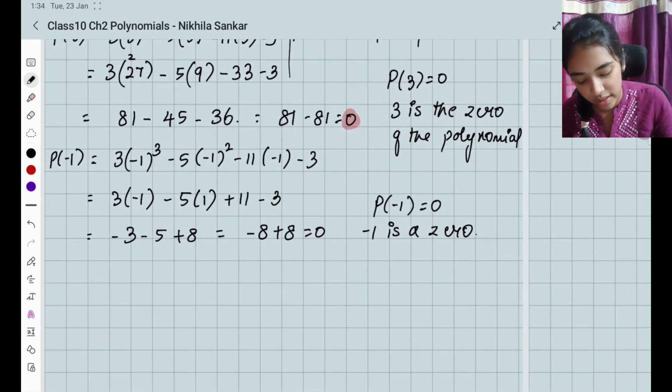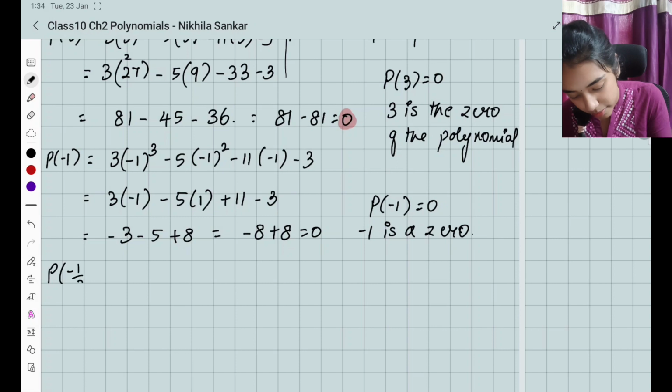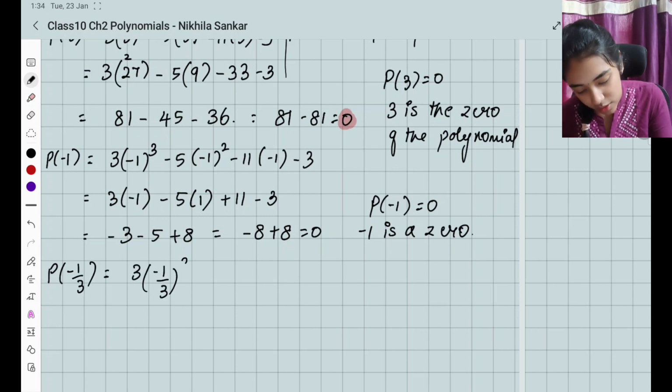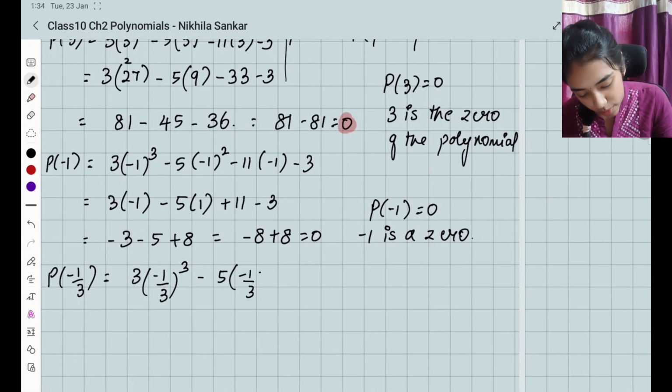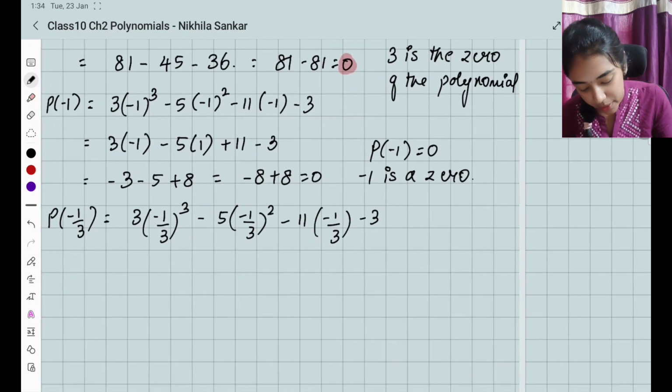You have -1 divided by 3. So you have P of -1 by 3 which is going to be 3 into -1 by 3 the whole cube. Calculation மட்டும் carefully போடுங்க. Okay, -5 into x square. X square na you have -1 by 3 the whole square. Then minus 11 into -1 divided by 3 minus 3. Okay, இப்போ இதை solve பண்ணா என்ன கிடைக்கும்?